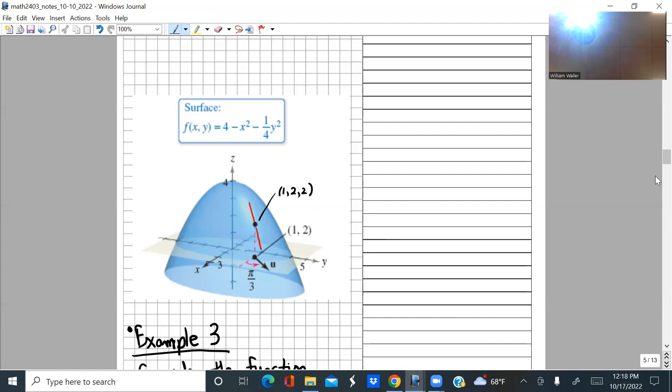Let's slow. I don't like the way I drew that. Does that look like that line? Let's see if I can erase this. Oh, I can. Oh, they had already drawn it, so I see.